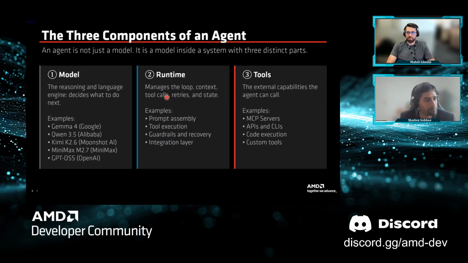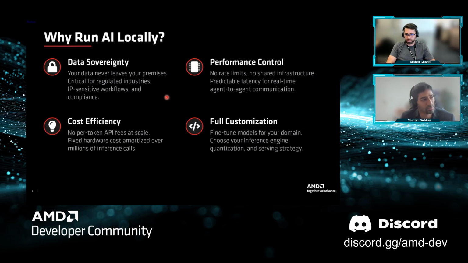Now, agentic AI is powerful, but there is also one really important aspect: where do you run agentic AI? I think it's really important that you are able to run this locally. And why does local matter? I think there are four great reasons for that.